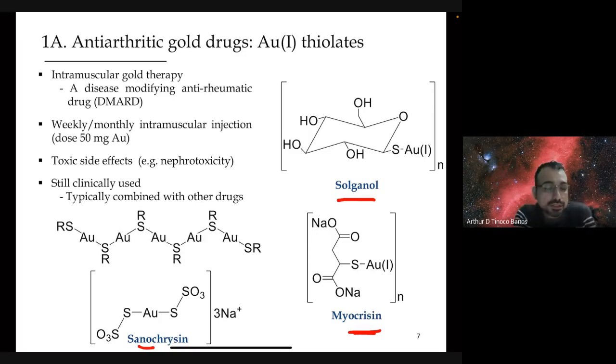They do present toxicity. Here I'm just going to list one of them, but in our later discussions we'll see that there's even more with regards to gold and toxicity. One of the major ones is nephrotoxicity, toxicity of the kidneys. However, gold is still, to an extent, clinically used, but typically in combination with other drugs. They're not necessarily frontline drugs or monotherapeutics, but they can be used in combination.